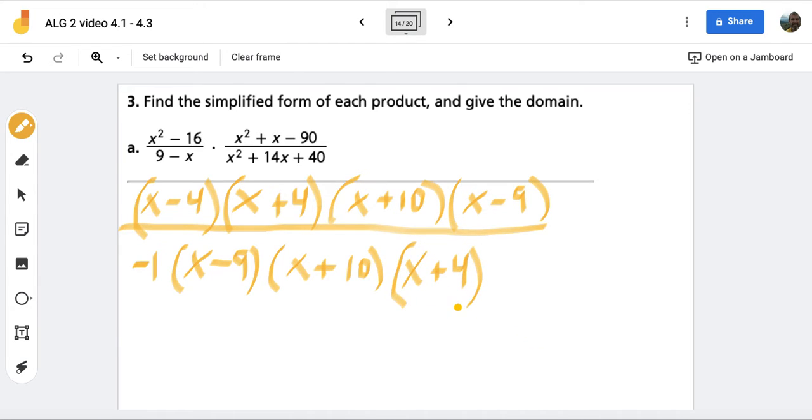Okay, restrictions on the domain: -4, -10, and 9. Those cannot be values for x. And this factors into, I don't know if I'm going to write it all out. The x plus 4 cancels with the x plus 4, the x minus 9 with the x minus 9, the x plus 10 with the x plus 10. So I'm left with x minus 4 over -1, which can be written the opposite way, 4 minus x. And remember those numbers that could not be values of x. Actually three numbers. Moving on.